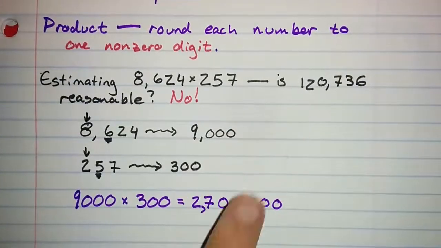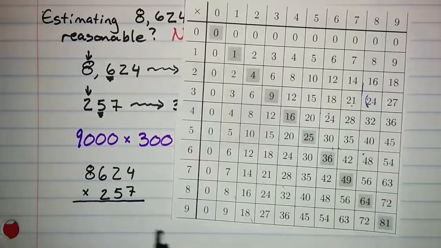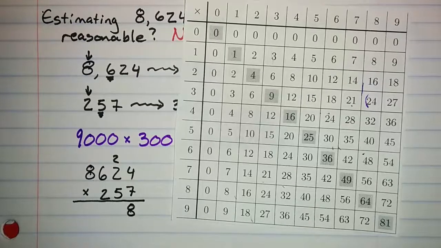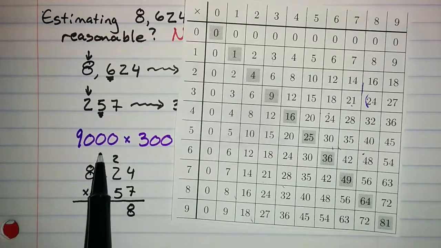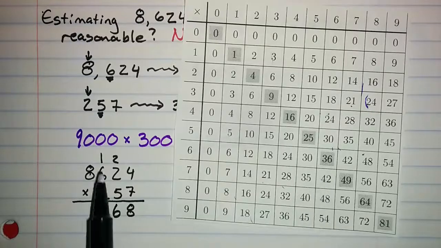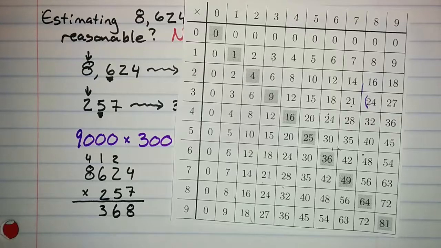When we have a huge difference like this, my guess at our mistake would be we'd forgotten to shift each line over. Let's try that again. 7 times 4 is 28. 7 times 2 is 14, 15, 16. 7 times 6 is 42. Add in the 1, 43. 7 times 8 is 56. Add in the 4, 60.